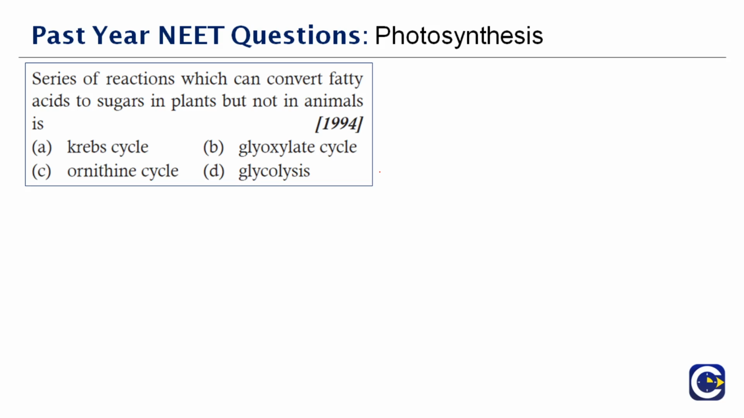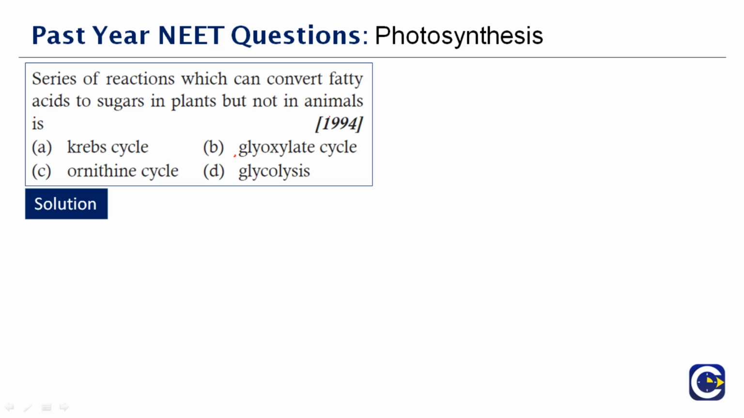Next question. Series of reactions which can convert fatty acids to sugars in plants but not in animals. They are asking about a conversion that occurs in plants but is not seen in animals. You are given 4 options here. Krebs cycle and glycolysis are the 2 parts that you see even in animals and eukaryotes. But what do you mean by the ornithine cycle and the glyoxylate cycle?